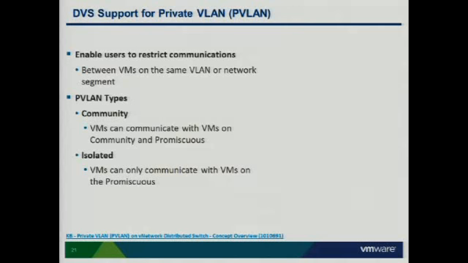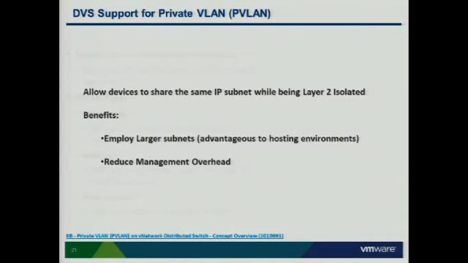The next one is the isolated private VLAN. Those VMs can only communicate with VMs on their promiscuous private VLAN type. And then finally, we have the promiscuous private VLAN type. Basically, all the VMs there can communicate with all the VMs on the community and isolated private VLAN types. What that allows us to do is to have the devices share the same IP subnet while being layer 2 isolated. The benefits of that are that we can employ larger subnets, and it's advantageous to hosting environments or multi-tenant environments. And we can reduce the management overhead.